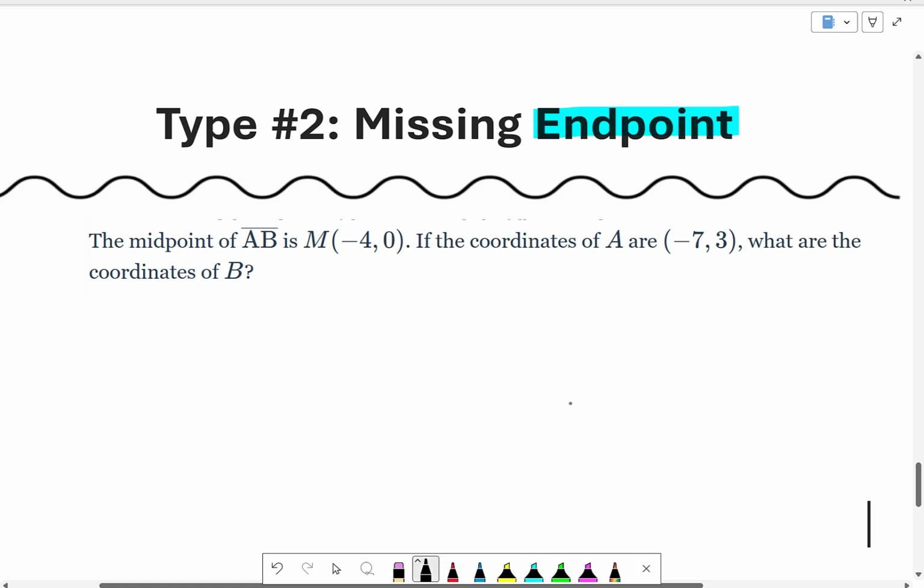El último tipo de problema es cuando no tienes el punto final. So we have to be careful in this problem because it is the most difficult type. So cuidado porque este tipo es el más difícil.